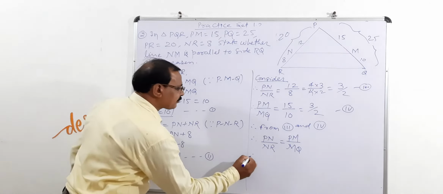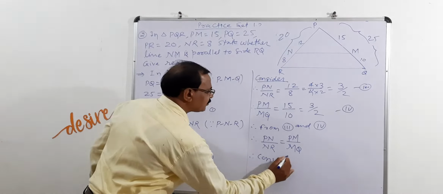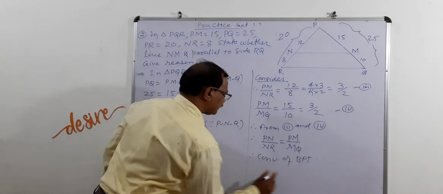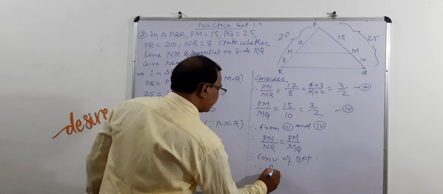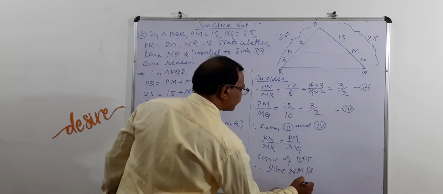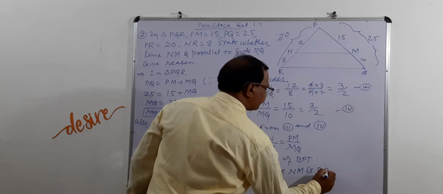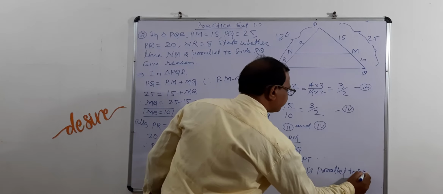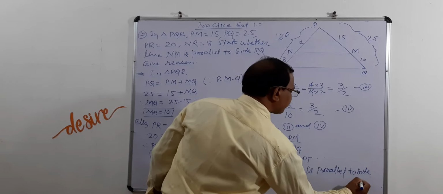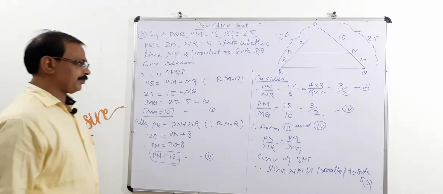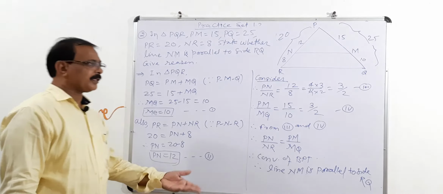Therefore, by converse of BPT theorem, we can say that line NM is parallel to side RQ, and that we have to prove. Okay. Then we can take the next problem.